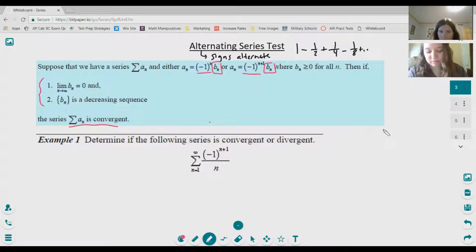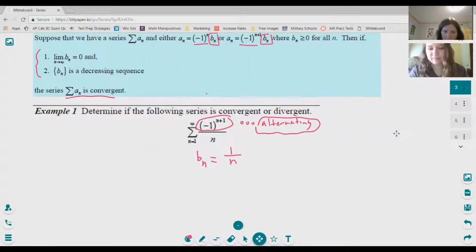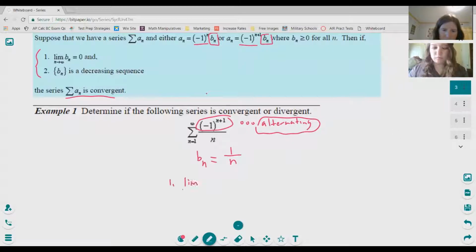So first thing I want to do is obviously figure out which test to use. So I'm seeing this -1 to the n plus 1. So that's my first indicator that I'm thinking, ooh, that's alternating. So once I know it's alternating, I need to identify what is my positive terms. What is b sub n? Can you help me with that? 1 over n. Exactly. We're just kind of, in a sense, ignoring that -1 to the n plus 1. My positive term's 1 over n. So the two things I need to test. The first thing is, what is my limit as n approaches infinity of b sub n, this 1 over n? 0. And looking up here, that's what we need it to do.